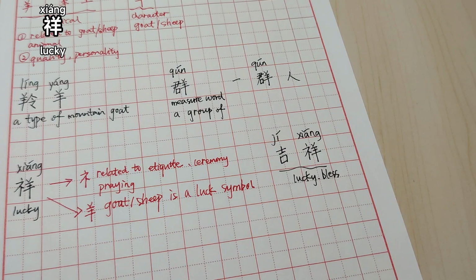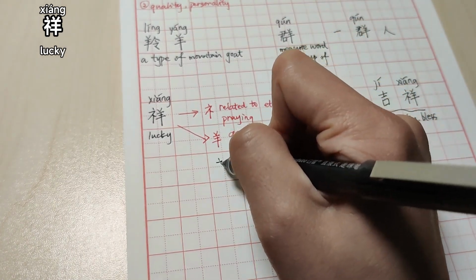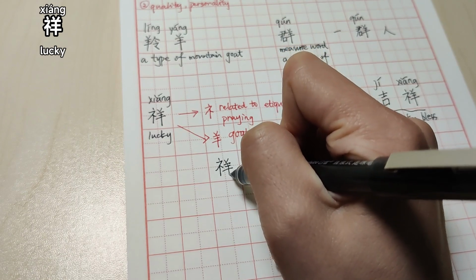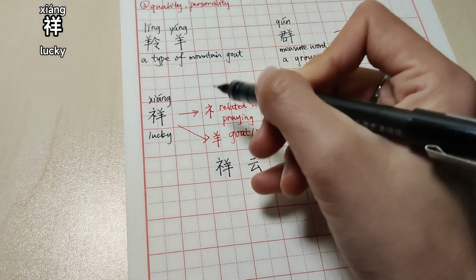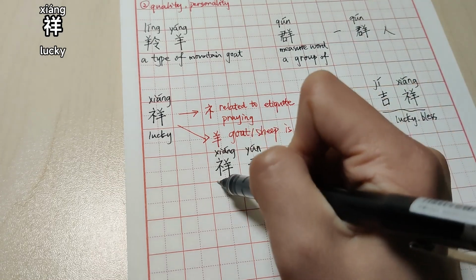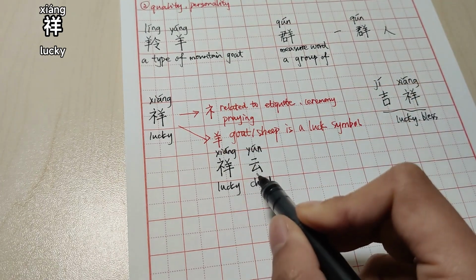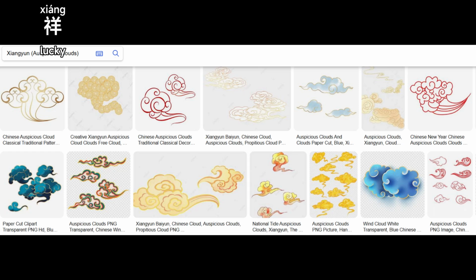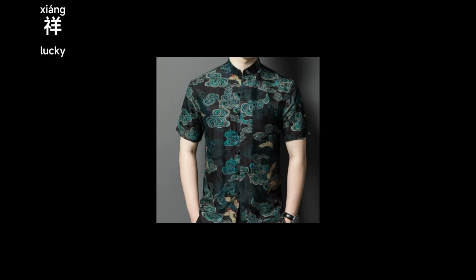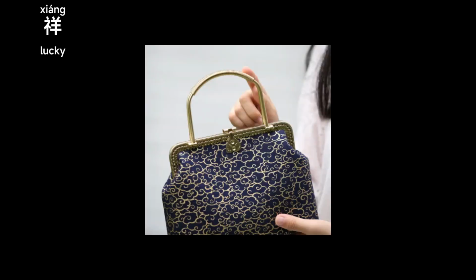It's a very, very popular word to use in the Chinese New Year. And here's another word I would like to introduce to you. 祥云. 祥 meaning the lucky. Yun is the cloud. So lucky cloud, 祥云. It refers to this special pattern in the Chinese culture. The 祥云 pattern is a very popular decoration pattern on clothes and things.